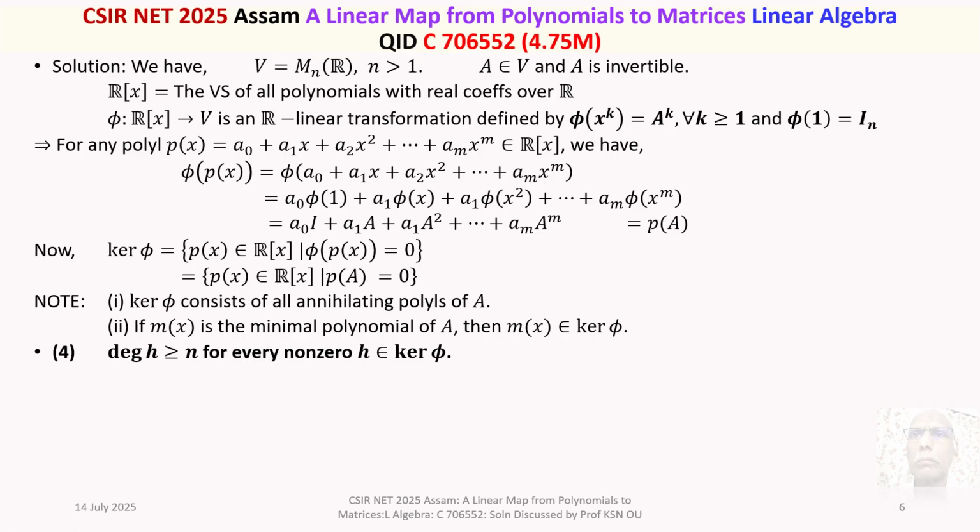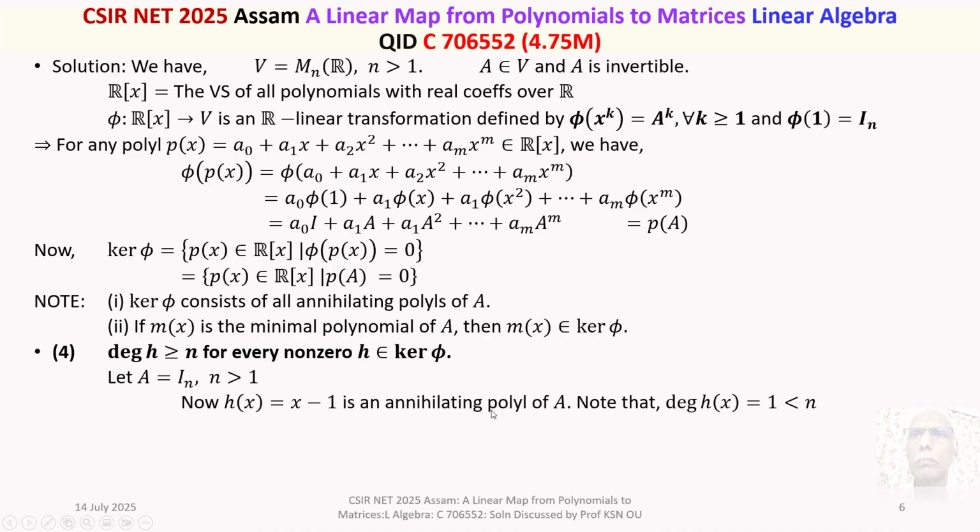This will not happen always. We give a counter example. Let A be I_n, the n by n identity matrix, and we have n greater than 1. Now, h(x) equal to x minus 1 is an annihilating polynomial of A. Yes, h(A) will be A minus I, that will be 0. So, it is an annihilating polynomial of A. Note that the degree of h(x) is 1, which is less than n, because n is greater than 1.